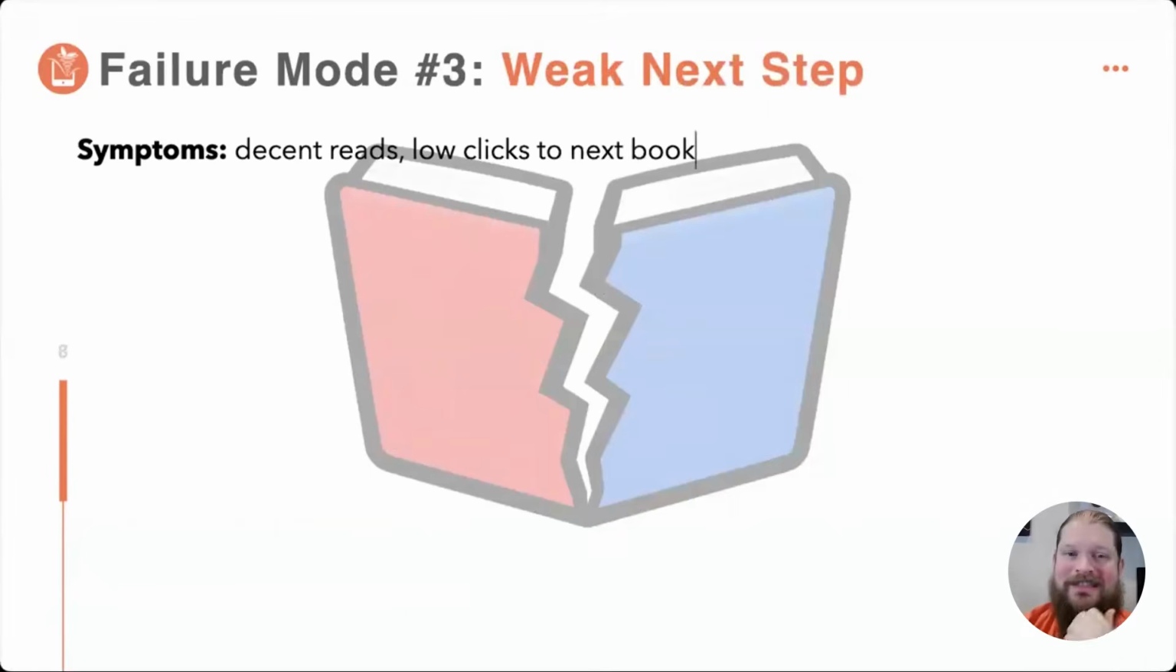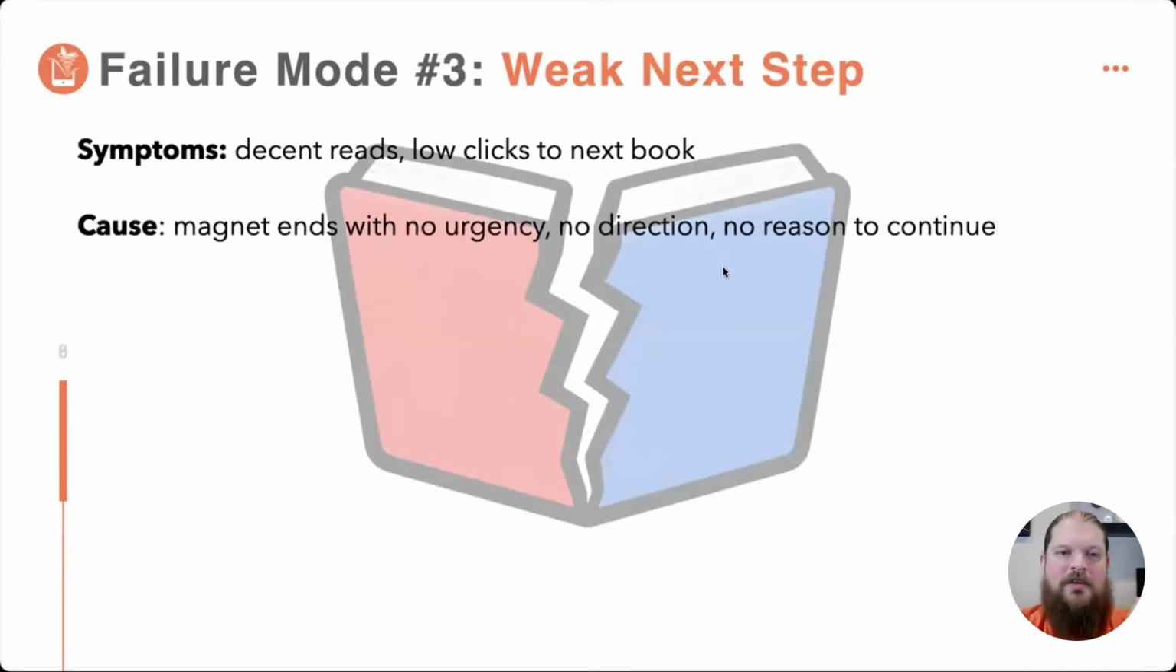So, a weak next step in your reader magnet. This is when you have decent reads, right? They're reading the reader magnet as far as you can tell, but there are low clicks to the next book or the next step in the process. And the cause here is that the magnet ends with no urgency or no direction, no reason to continue.